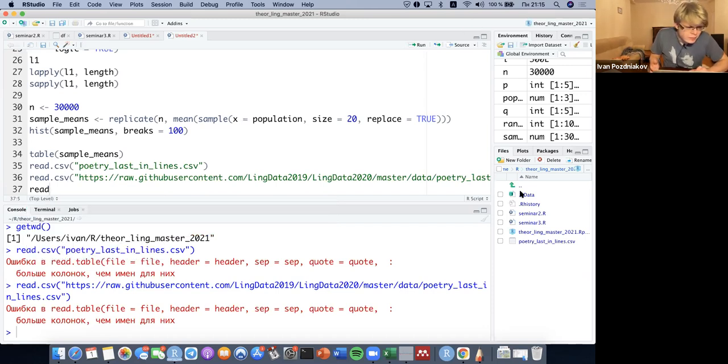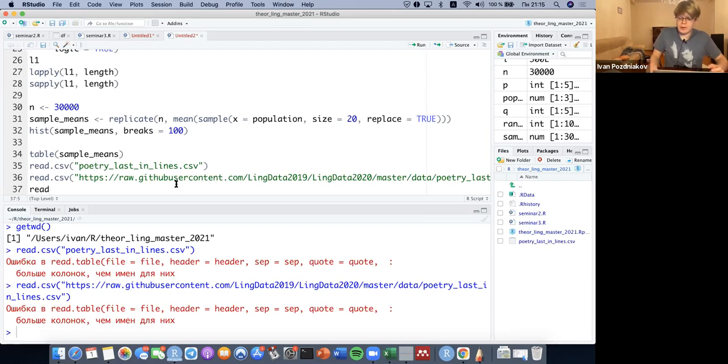You can even import data with a button, Import Dataset. I never use this, but if you are more comfortable with pressing buttons, you can try this on your own. I will not show it today. It's important that you know many ways to read data, and it's important that you understand potential problems that occur when you try to import data.